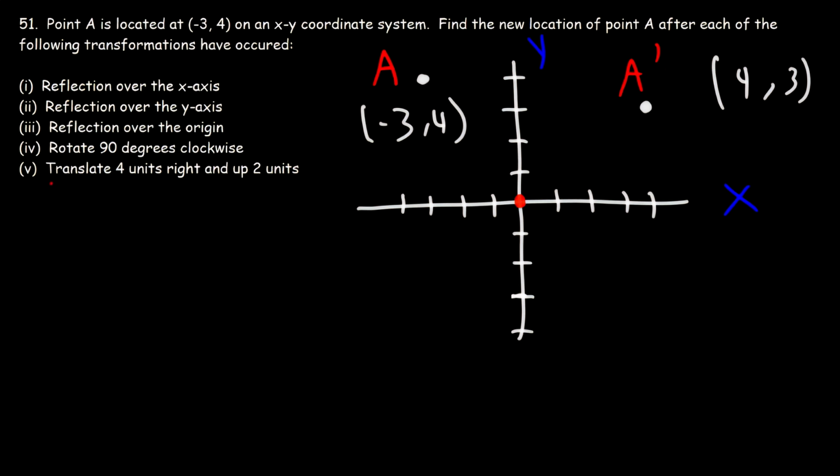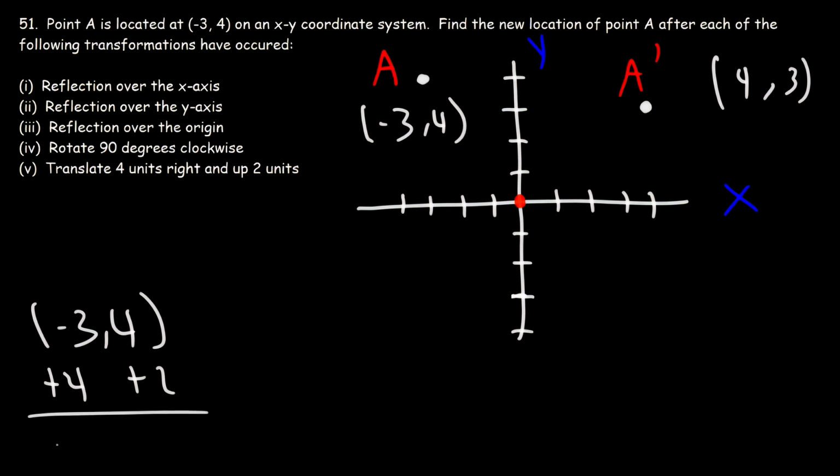Now what about if we translate the graph, or rather the point, 4 units to the right and 2 units up? So 4 units to the right, we need to increase the x value by 4. And up 2 units, we need to increase the y value by 2. So the new point will be 1, 6, which will be somewhere up here. I ran out of space, but 1, 6 is somewhere in this region. So we'll call it A prime. But that's where it's going to be. So that's it for this problem. Now you know how to perform these types of transformations if you're tested on it.